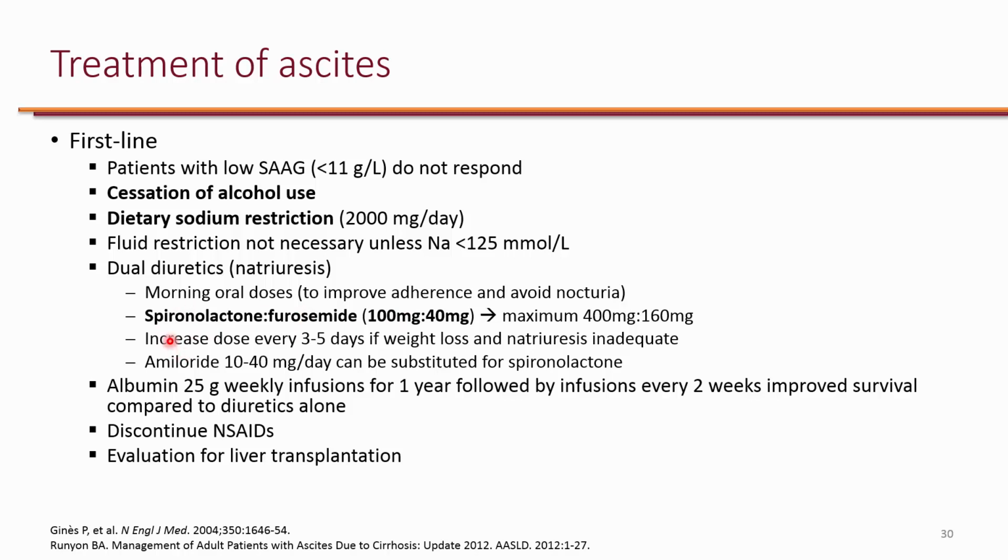The most commonly used regimen is spironolactone and furosemide, and you have to use this in a ratio of 100 milligram to 40 milligram. So spironolactone 100 milligram and furosemide 40 milligram, and you can titrate the dose. You can increase the dose every 3 to 5 days, but you have to maintain this ratio. And the reason we maintain this ratio is because we're trying to get rid of sodium, but we want to make sure that potassium stays the same. So if you have a potassium-sparing diuretic and use this combination in this ratio, it will hopefully maintain potassium at the same levels.